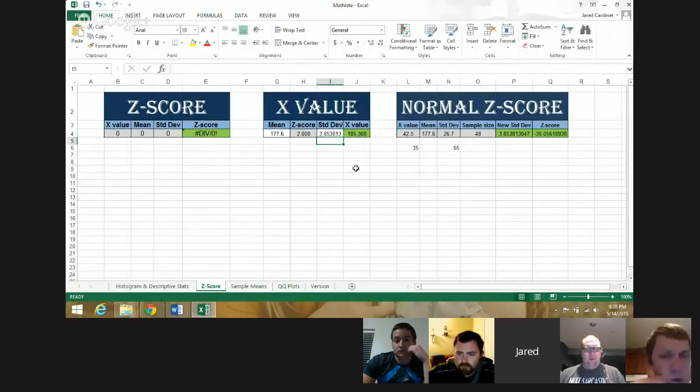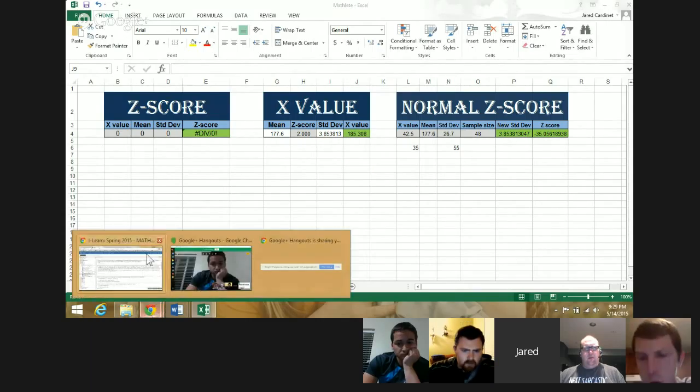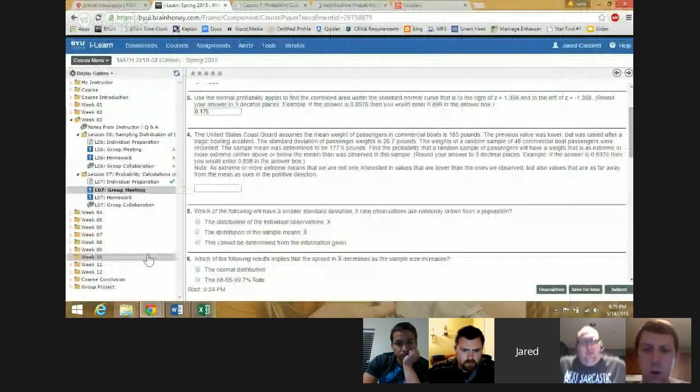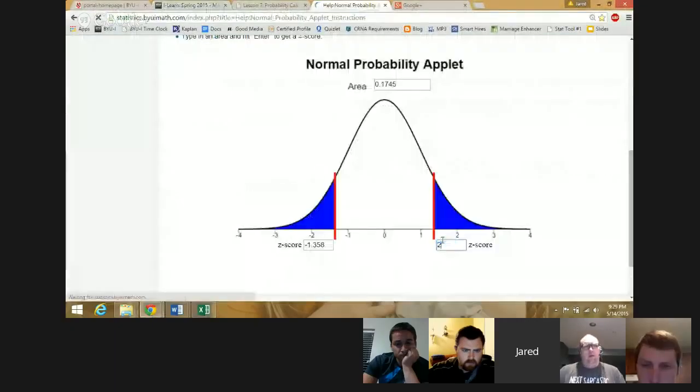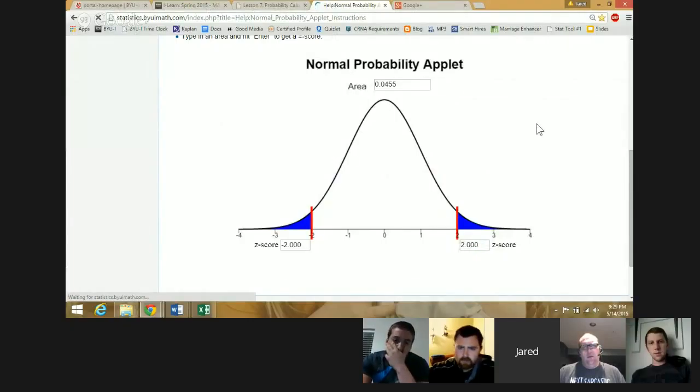So the x value is... I'll just do this. Yeah, I think you can. I think that's all we do is just plug in the z-score of 2 and then find out the probability that it'll be greater than and less than.